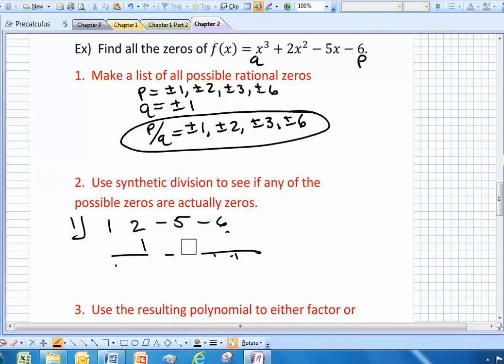So then, you don't have to erase, I'm going to erase, but you're going to start and choose a different number. Choose -1. So then I bring the 1 down, multiply, add, multiply, add, multiply. Notice I get 0 as the remainder. That means -1 is one of the answers. Let's keep that in mind.